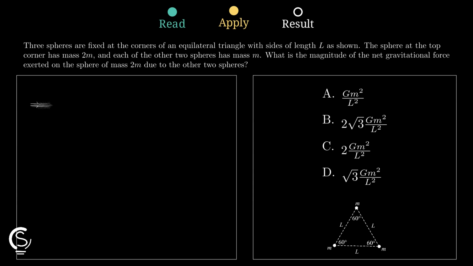Next, we must use vector addition because these forces act at 60 degrees. The horizontal components cancel out, so we only need to sum the vertical components for the total.